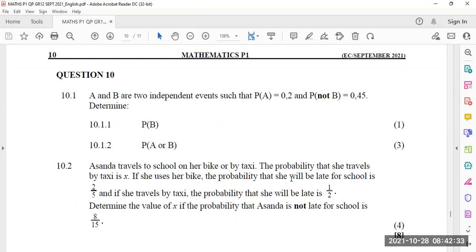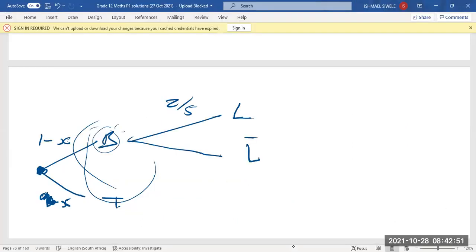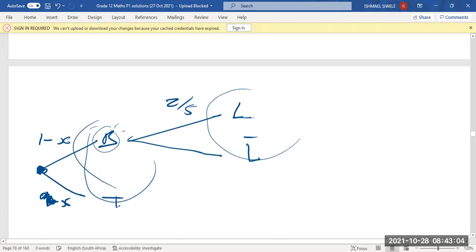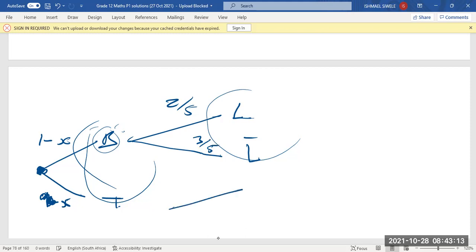Let's go back. If she uses a bike, the probability that she will be late for school is 2/5. Okay, so this is going to be 2/5. What is going to be the probability of her not being late, provided that she used the bike, right? It's supposed to give us 1. So to get the other one, we say 1 minus 2/5. Okay. And this is going to be 3/5. Okay. Let's find out what's next.